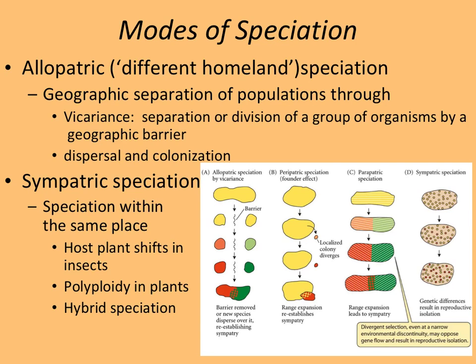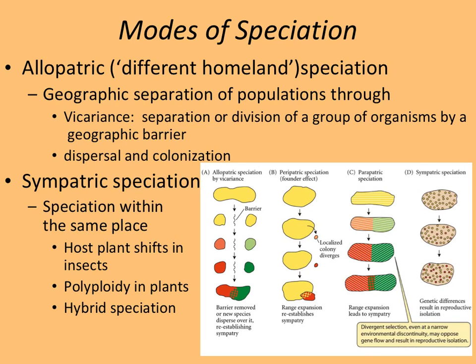So there are some modes of speciation. The most common one is the one where we have 2 separate locations. That's called allopatric speciation, and it's usually by vicariance. Vicariants are geological formations in general that split species, whether it's a mountain rising up, a river splitting populations in 2, things like that.